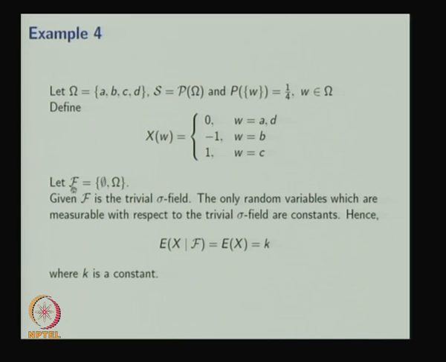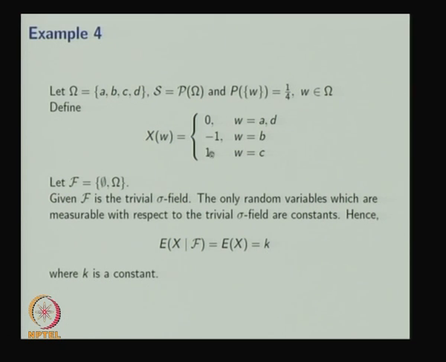Let F be a sigma field, a trivial one, which consists of 2 elements, the empty set and the whole set. Given F is a trivial sigma field, the only random variables which are measurable with respect to the trivial sigma field are constants. Hence, the expectation of X given the sigma field F, where F is the trivial one, is the same as the expectation of X, which is equal to a constant.